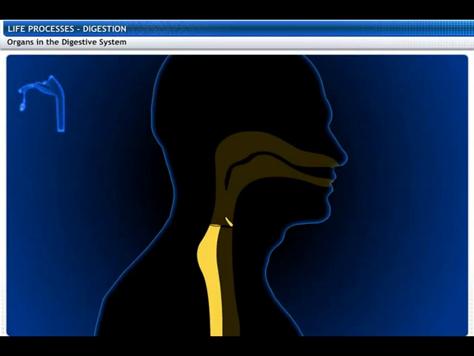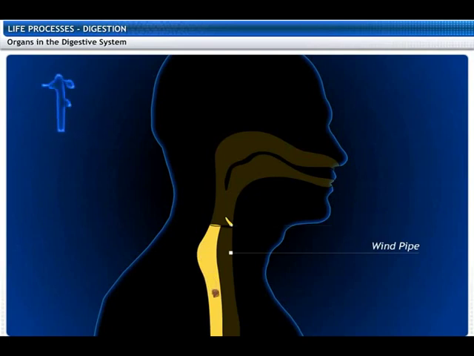When you swallow food, it moves down into the throat or pharynx. The epiglottis, which is a flap-like structure, closes the windpipe when you swallow, so that you don't choke on your food.